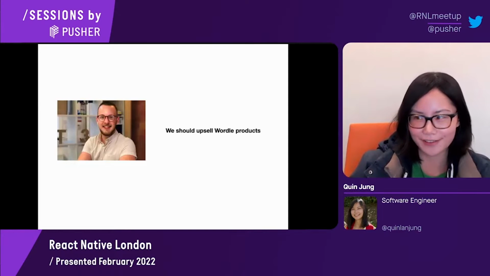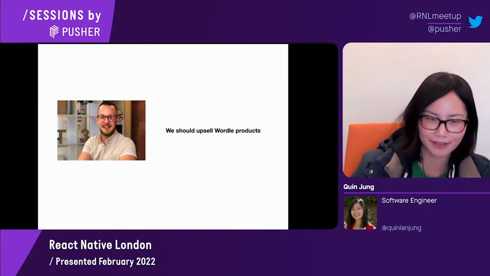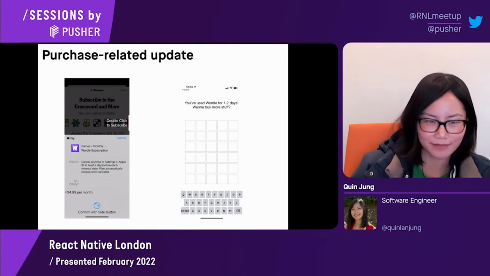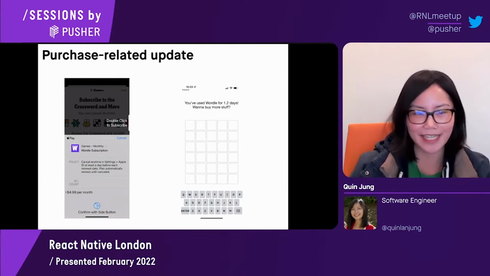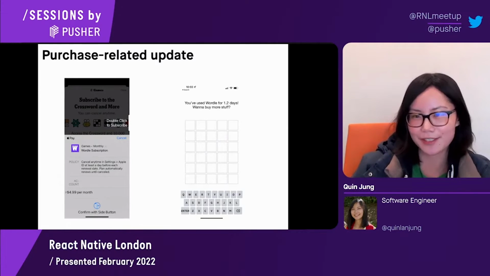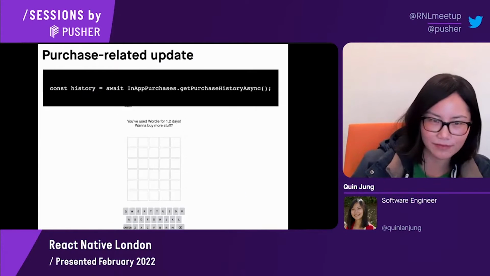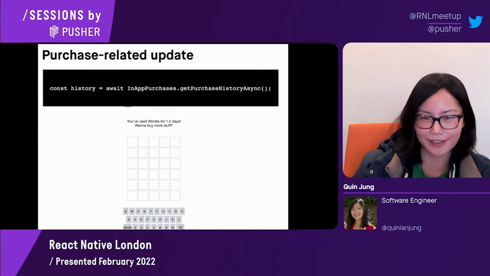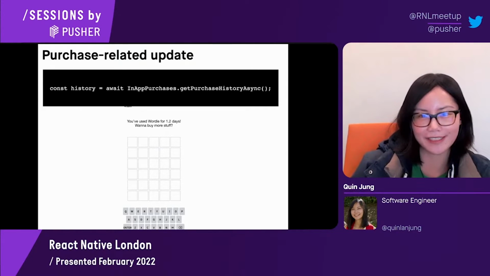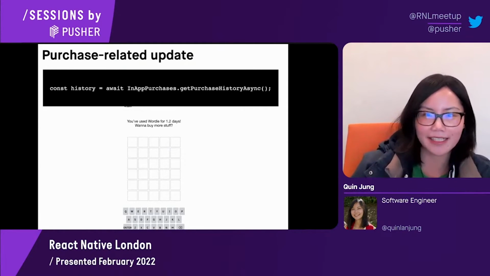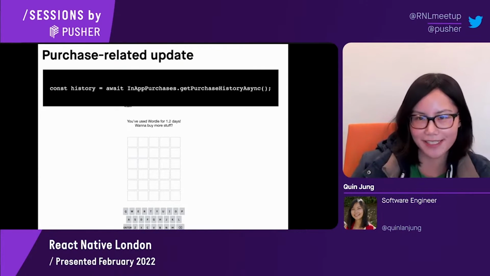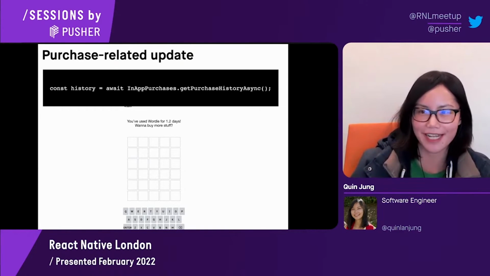But that's not good enough for you. You want to go the extra mile and you want to make even more money. So your big brain idea now is to upsell Wordle products to existing customers. And how exactly is that going to work? You want to detect if somebody has paid for Wordle, and given that they've been using Wordle for long enough, you want to prompt them to buy even more things. Right. So in order to detect whether someone has bought Wordle and how long they've bought it for, you want to call into their purchase history probably. And that will involve a call to in-app purchases and to call something called get purchase history async.